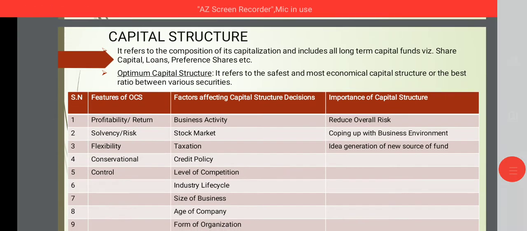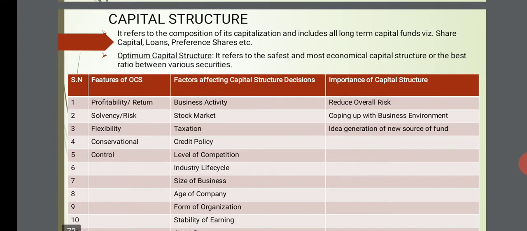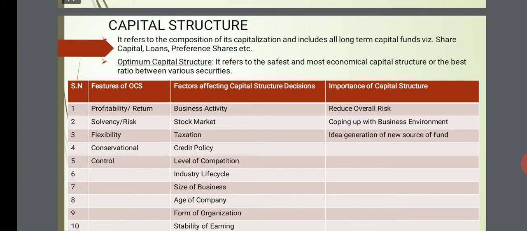Capital structure refers to the composition of capitalization and includes all long-term capital funds, with share capital, loans, preference shares, etc. Optimum capital structure refers to the safest and most economical capital structure, or the best ratio between various securities. The optimum capital structure will be different for each and every firm, and it depends on a lot of factors. Basically, it represents the most economical capital structure with the least cost of capital.